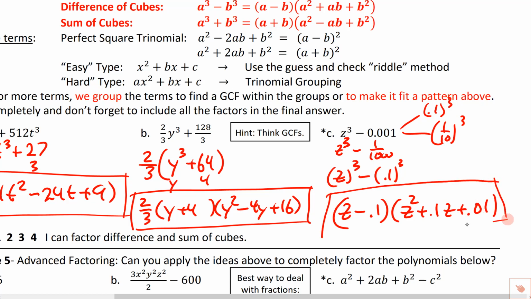And again, if you wanted to do the whole thing in fraction form, you would be welcome to do that also. All right, good luck on the assignment. These are good ones to practice.